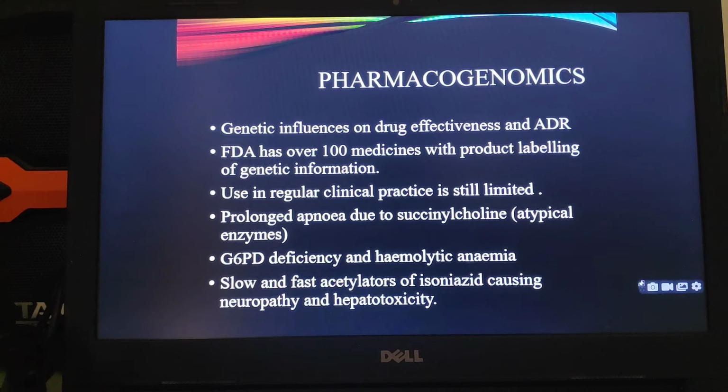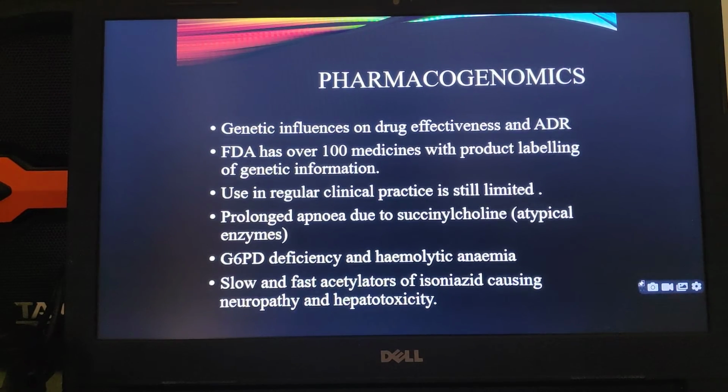Some examples of pharmacogenomics: succinylcholine is a muscle relaxant which is used in anesthesia. It is metabolized by an enzyme by hydrolysis, but certain people are genetically deficient in the enzyme, or the enzyme is atypical, so they cannot metabolize this drug as fast as normal people. There is accumulation of the drug and it causes prolonged apnea. There is a respiratory problem, or there can be respiratory arrest.